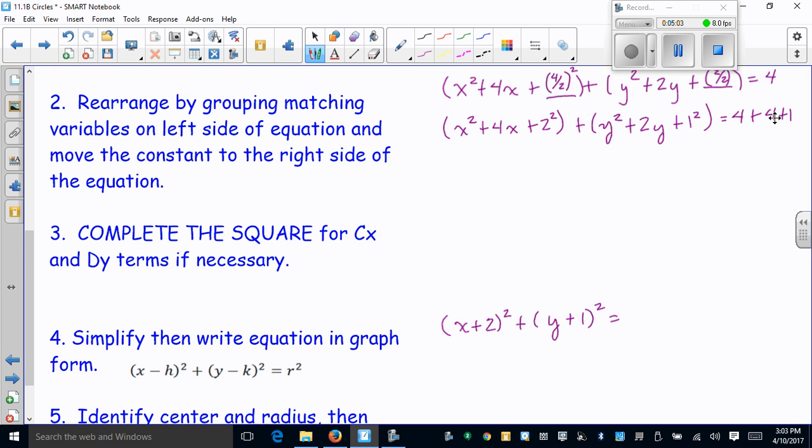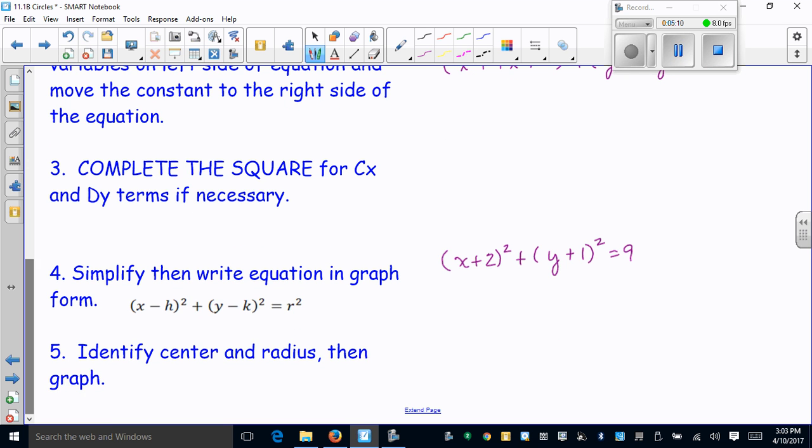And then the last one: identify the center, radius, and then graph it. Well, we're not going to graph it because I don't have a graph on this page, but I can still identify the center. The center, just like before, is x minus the -2, so it's -2, y minus a -1, so -1. And this is 3 squared, so my radius equals 3. That is it on this one.